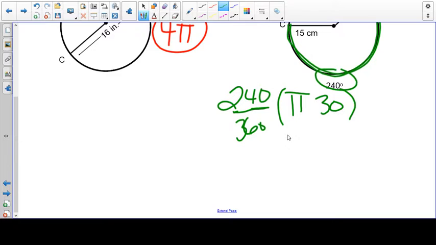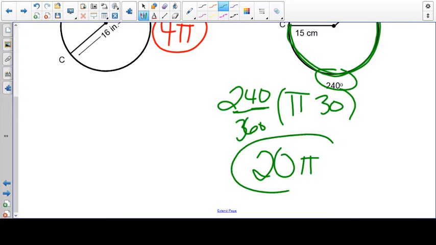So I'm going to take 240 divided by 360, hit equals, then times by 30. You should get 20 pi. Again, we're going to leave it in terms of pi. We're not going to actually multiply it out. I know our calculators have that pi button, but when dealing in higher math, we're not going to actually multiply it out.